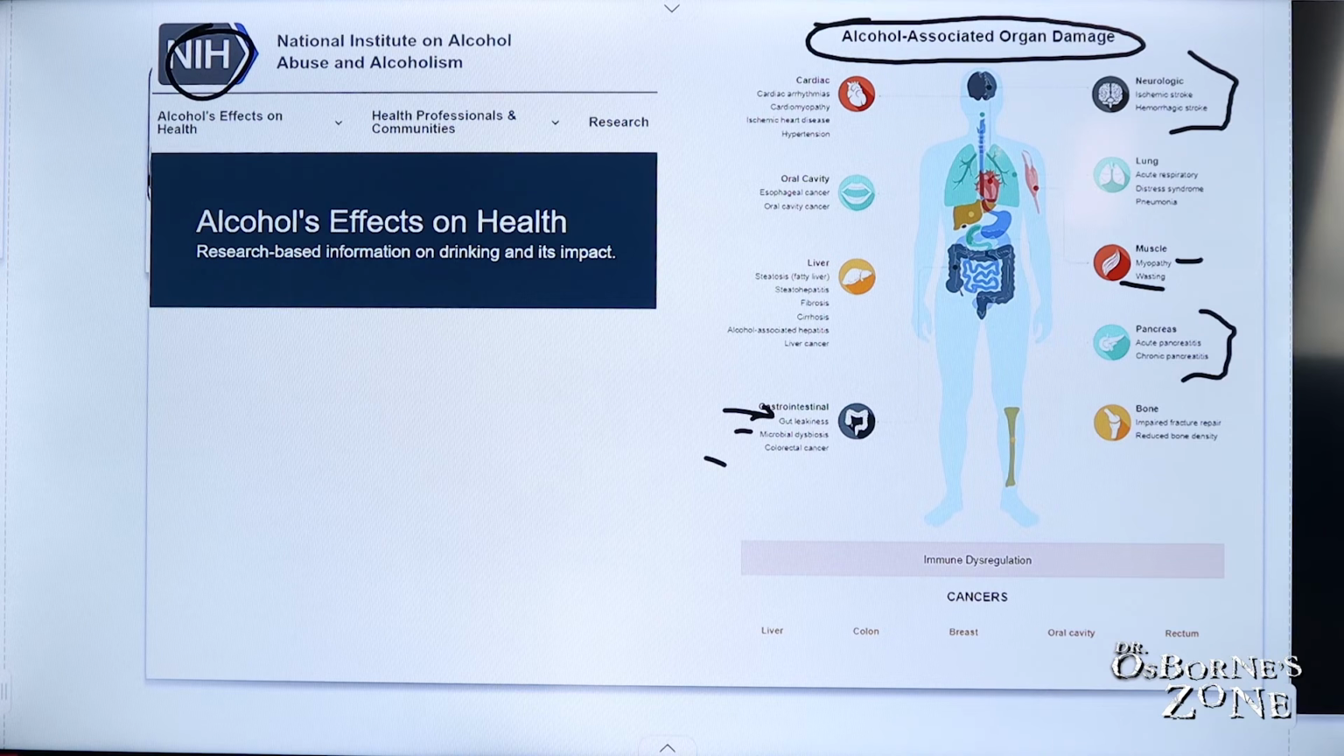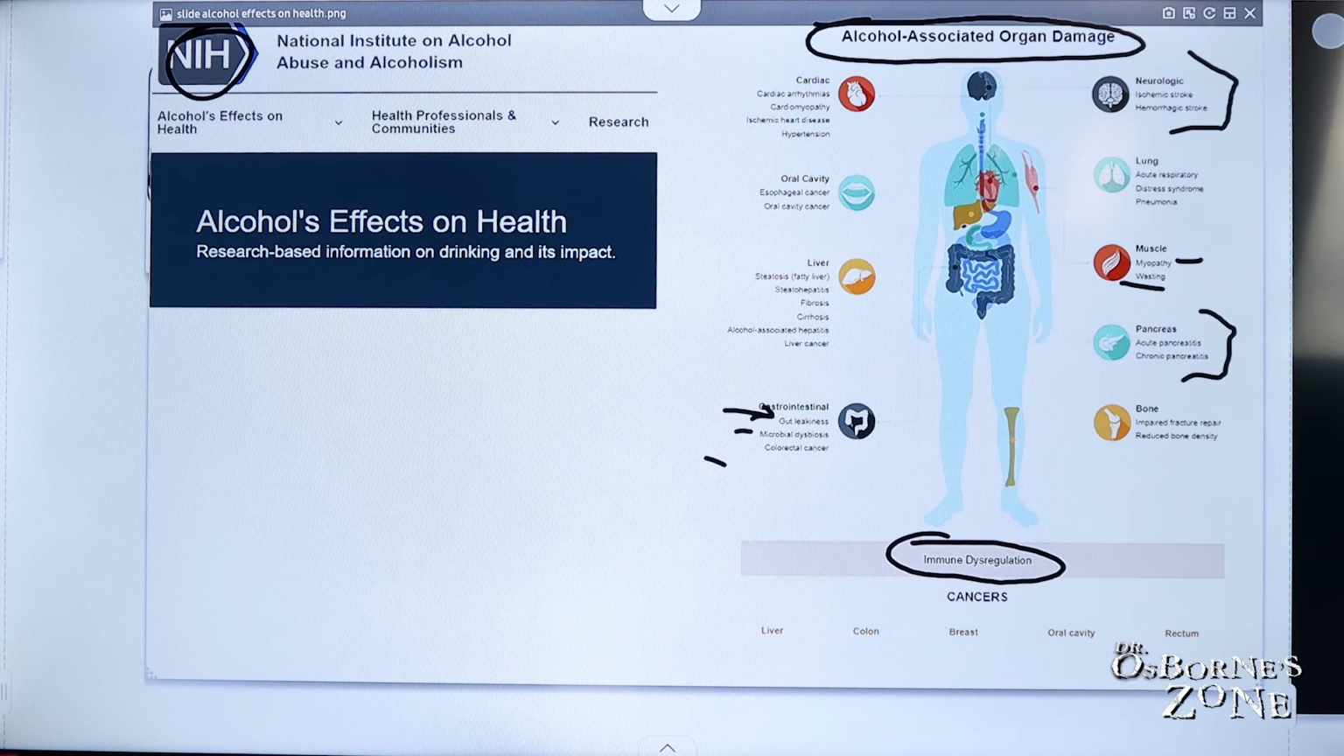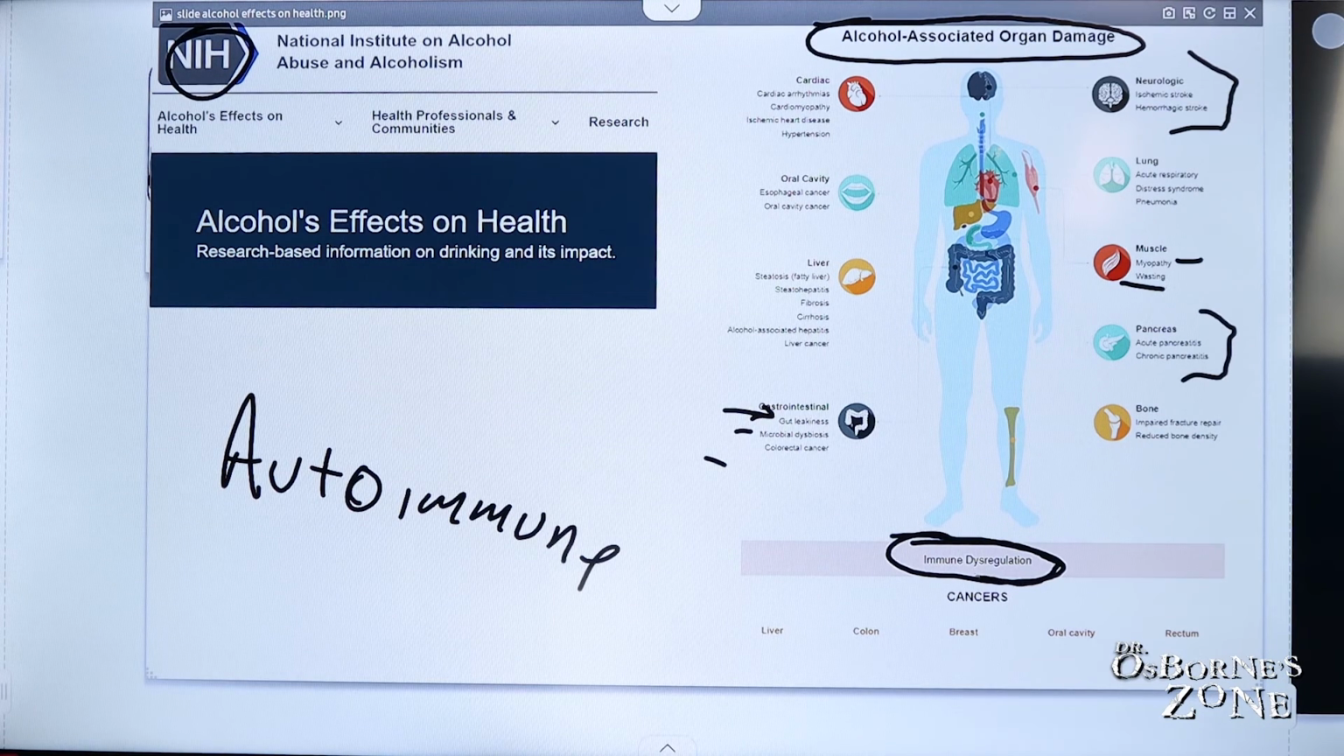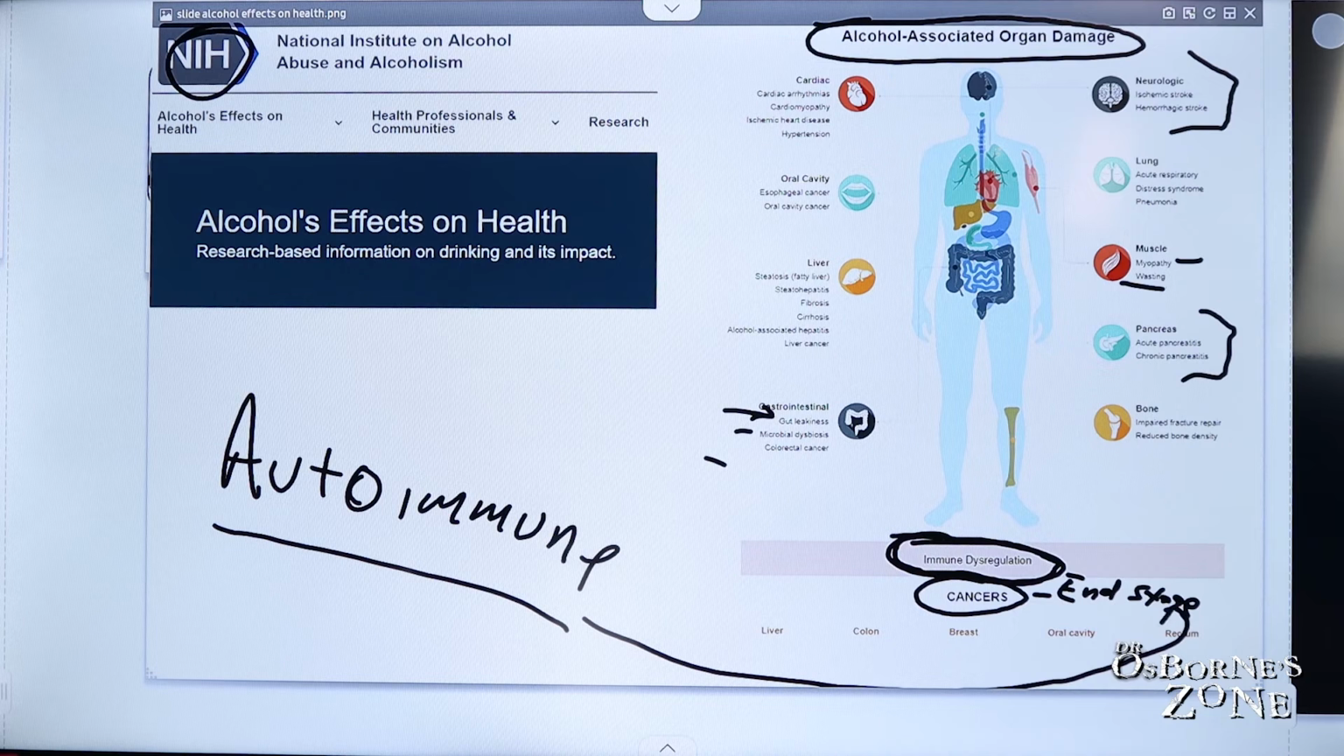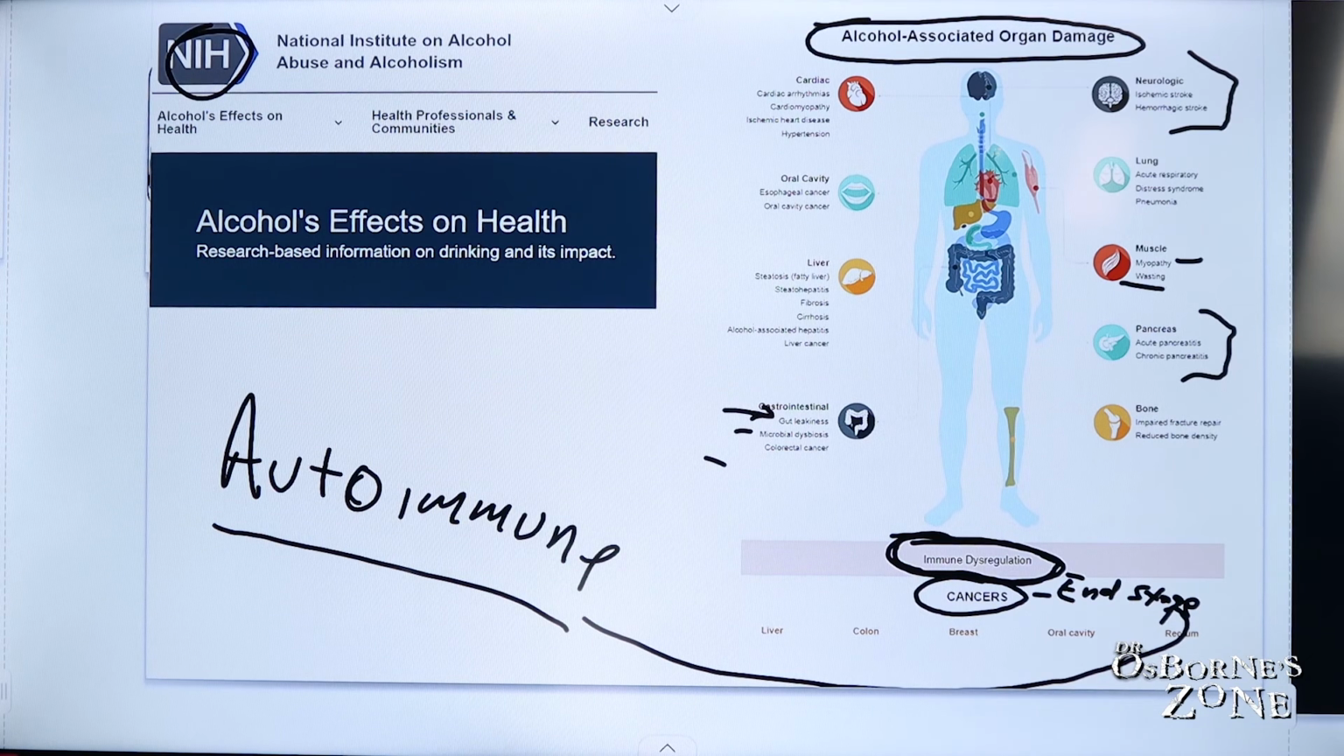But ultimately, you can see down here, you get immune dysregulation, which is why we're talking about autoimmune and candida, right? Because, again, if the candida is producing the alcohol, it's creating the immune dysregulation as well. And then from that, you can also get cancer. Remember that cancer is end-stage autoimmune disease. So you have autoimmune disease for a few decades. The next consequence is the end stage of that, which is a number of different cancers. As you can see here, liver, colon, breast, oral cavity, and rectum cancers all linked to chronic alcohol exposure.